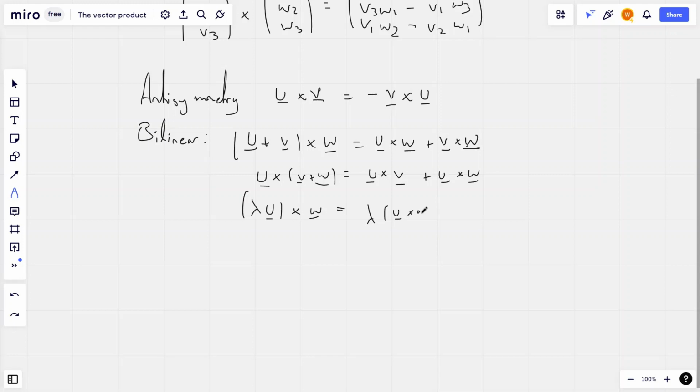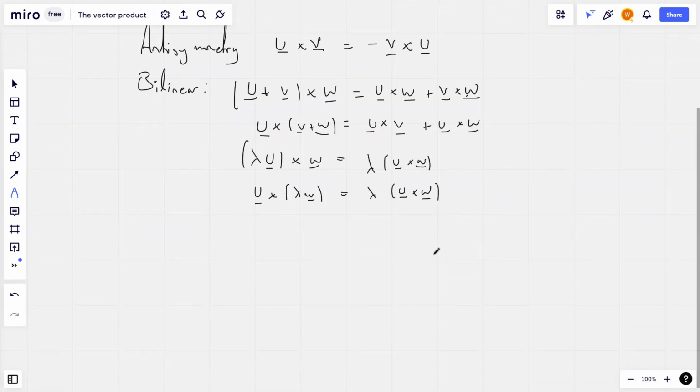And we can do the same thing in the second factor, so we have u times lambda w is again equal to lambda times (u times w).